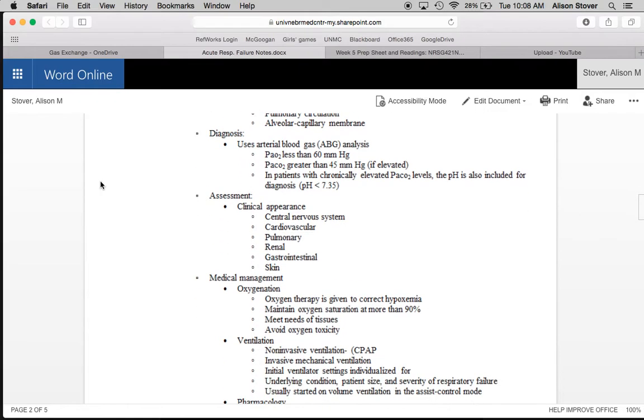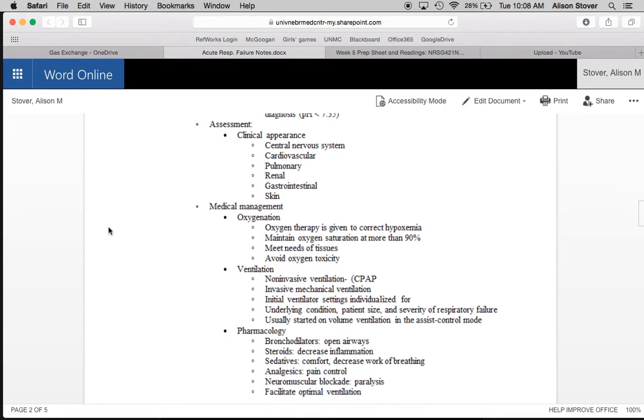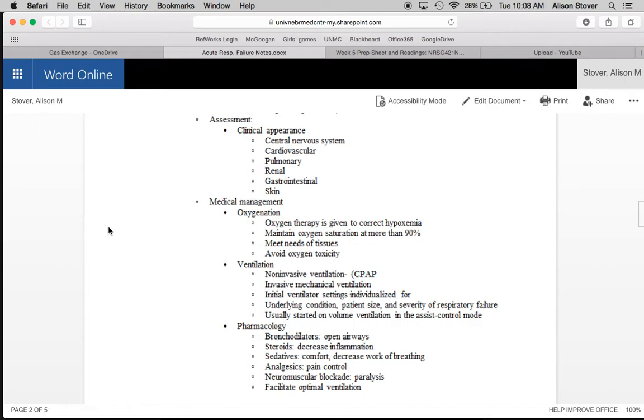ARF is usually diagnosed using ABGs. We won't really go over ABGs in much detail because you guys started learning it in semester 2, and I think Colleen did a pretty darn good job of drilling it into your brains up through last semester and even into this semester. So you should feel fairly comfortable with ABG analysis. If you don't, look on the Facebook page. I've posted some videos on ABG interpretation last semester, which I really like. Assessment, clinical appearance. We talked about the signs and symptoms a little bit earlier with the circumoral cyanosis, tachycardia, shortness of breath, all that kind of stuff.